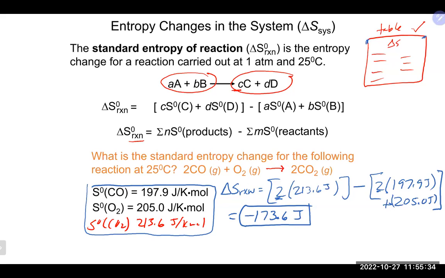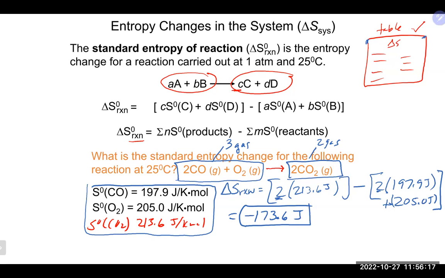One nice thing about doing these calculations is you can make a prediction just from looking at the equation. For example, on the left-hand side, how many gas molecules do we have? We have 3 gas molecules. On the right-hand side, we have 2 gas molecules. So we're going from 3 things flying around to only 2 things flying around. We're going from more disorder to more order, so we can predict that our delta S value for this reaction should be a negative number, which it was. That's the way you can check yourself.